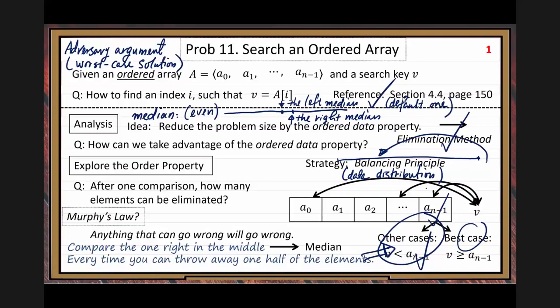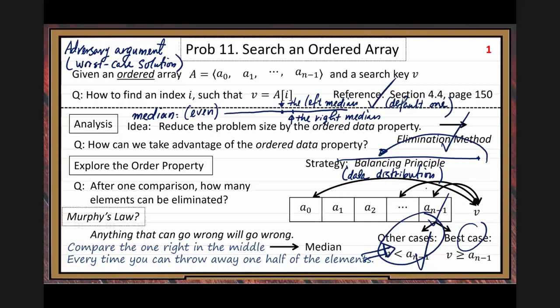In this way, the impact of our elimination method is that every time you can throw away 1/2 of the elements. Okay, that's pretty good. Because our adversary won't allow us to throw away more than 1/2. It's impossible, because our adversary is very smart and won't allow us to throw away more than 1/2.